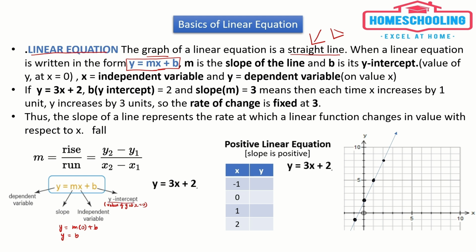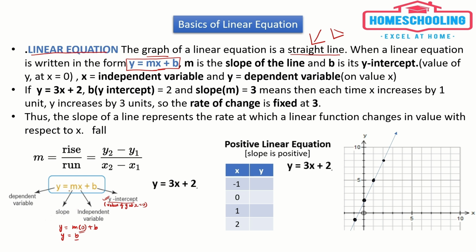So what is y-intercept? Y-intercept is the value of y at x is equal to 0. So here we have put x is equal to 0. After putting x is equal to 0, we can see b's value is equal to y. That's why we call b a y-intercept, because b's value is equal to y.